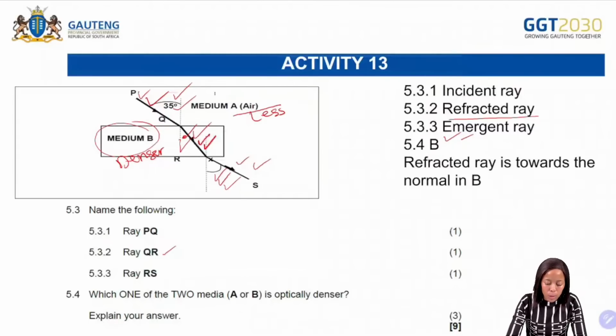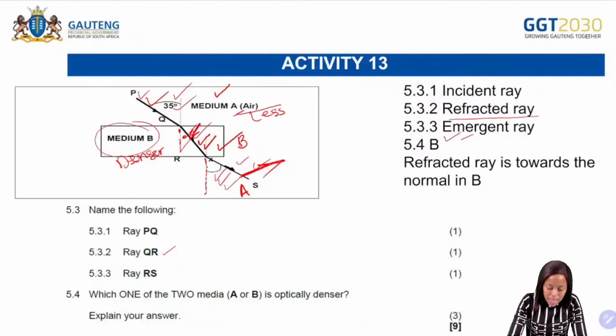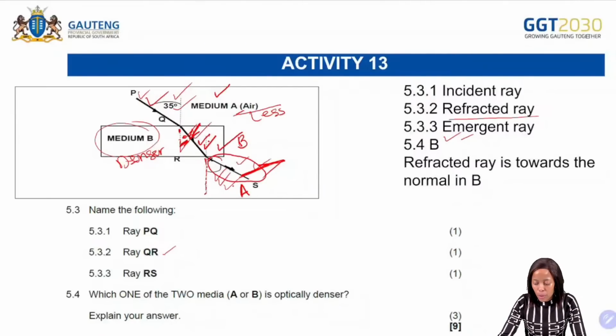So if we are moving from less dense to more dense, we are saying the refracted ray will move towards the normal. But if we are moving from more dense B to A now, we are saying that the refracted ray will move away. This is the normal. So the refracted ray will move away from the normal. But from less dense to more dense, the refracted ray will move towards the normal. And then from more dense to less dense, the refracted ray is going to move away from the normal.